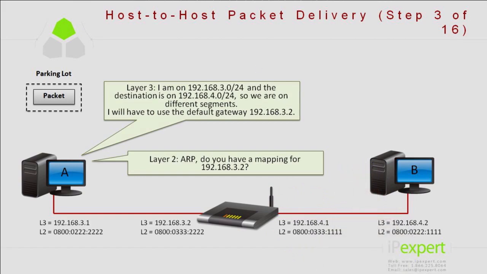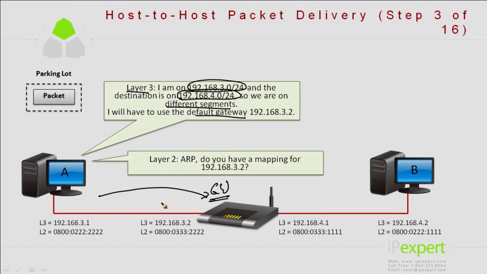So what we're going to do is PC A, in this instance, is going to say to layer 3, I am actually on this network, 192.168.3.0/24, and I want to communicate to a destination on network 192.168.4.0/24. Now the system says, oh, we're on different segments, so what I'm going to end up having to do is send this to my default gateway.